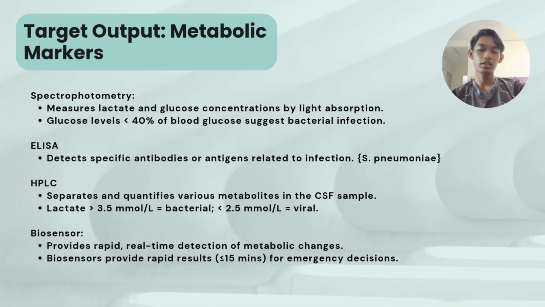Next we have HPLC, or high performance liquid chromatography. It quantifies various metabolites in the CSF sample. If the lactate level is greater than 3.5 millimoles per liter, it suggests bacterial meningitis, while below 2.5 millimoles per liter is more likely viral.